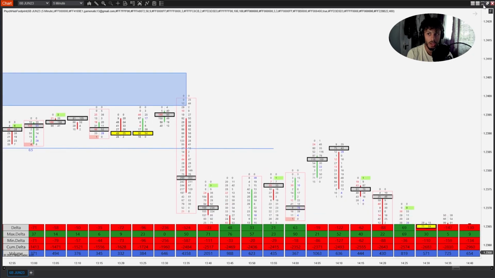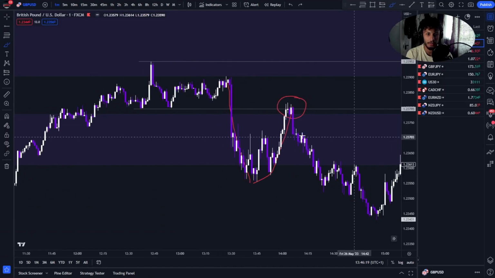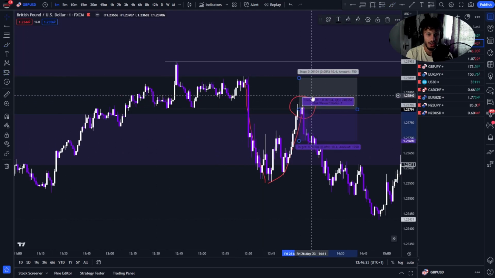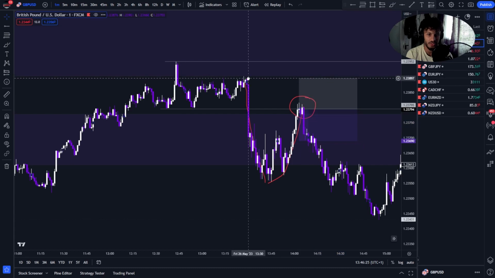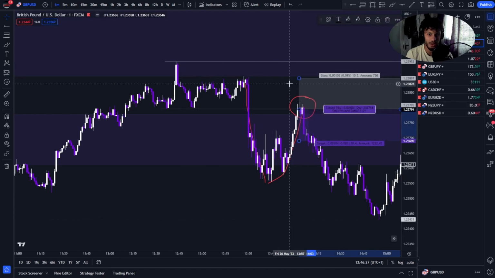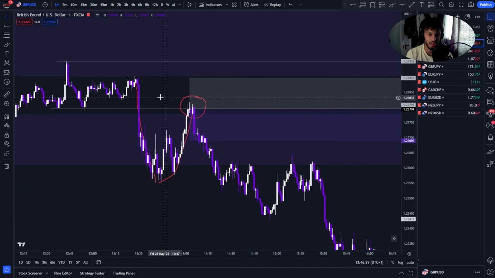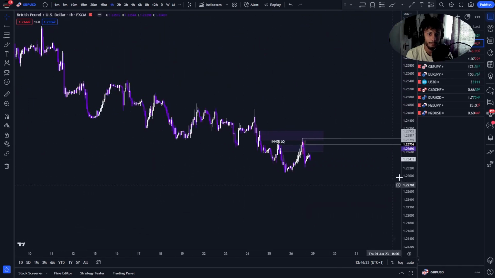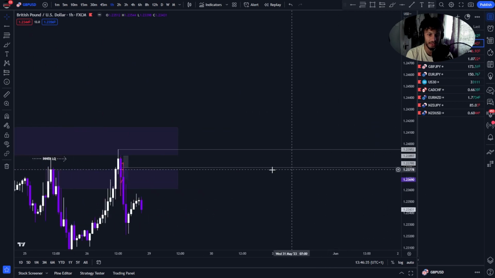Now, how do I short? I go back to my TradingView chart. I short right here at the retest, and my stop just above this high. And where do I target? Everything else is a simple SMC. I will target liquidity, or I can use the order flow to determine my exits.